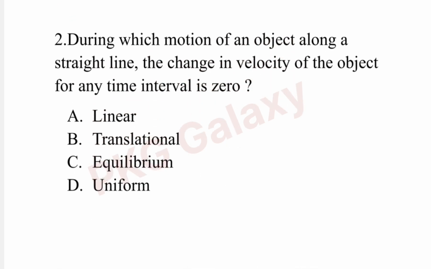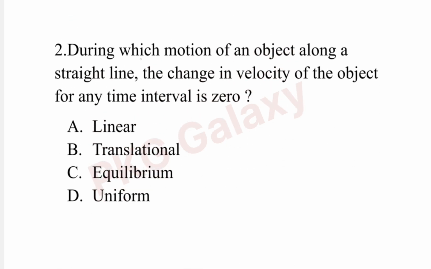Next question. During which motion of an object along the straight line, the change in velocity of the object for any time interval is 0? Option A linear, option B translational, option C equilibrium, and option D uniform. The correct answer is option D, it is uniform.